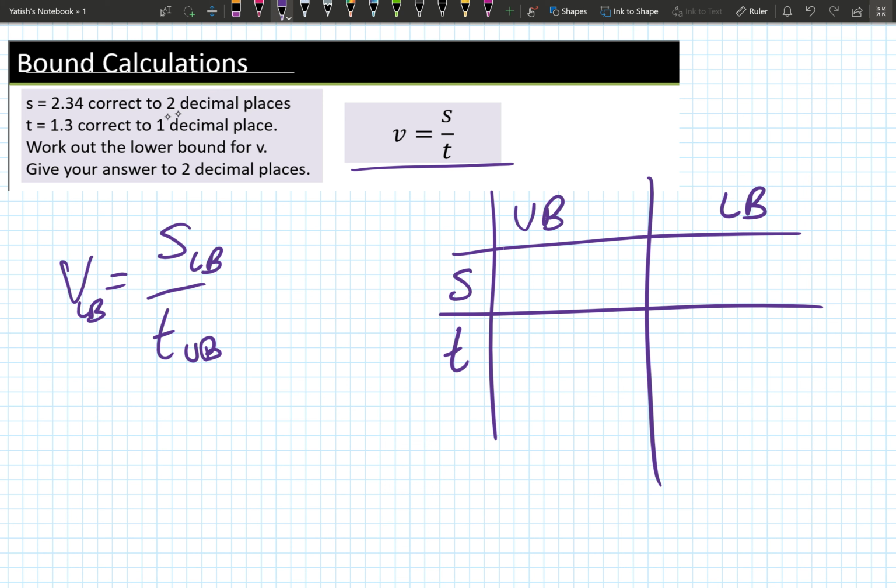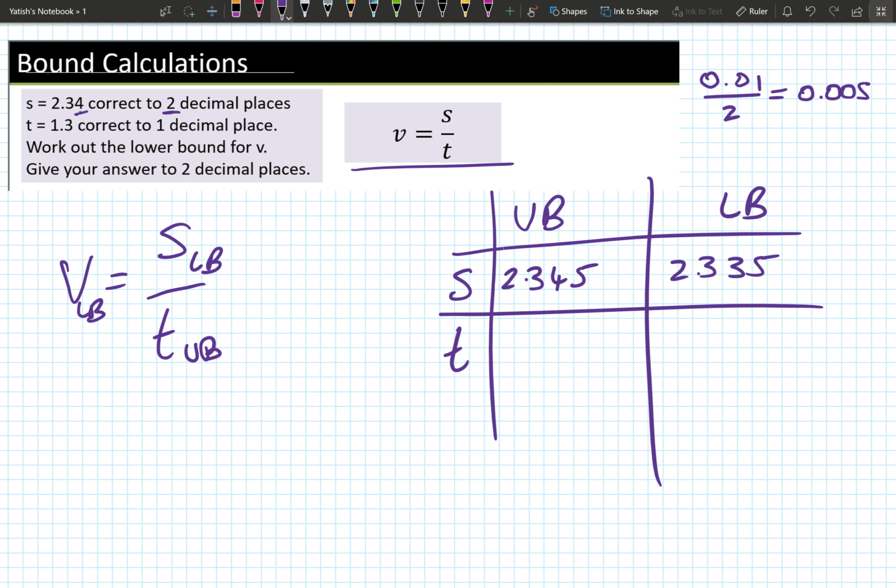So 2.34 correct to 2 decimal places. Well, that 4, the place value of that is 0.01. You divide that measure of accuracy by 2 to get 0.005. And then we add and subtract that to get the upper bound and lower bound. So it's 2.345 and 2.335.